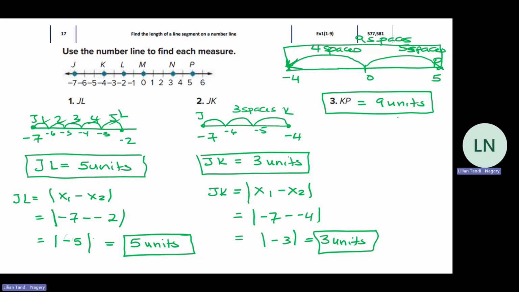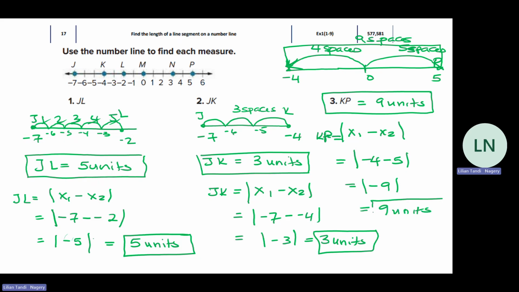Or I will use my formula, x1 minus x2 inside the absolute value. KP equals the absolute value of -4 minus 5. It will give you absolute value of -9, which will give you 9 units. And you box your answer. Okay. So this will be KP, like that.